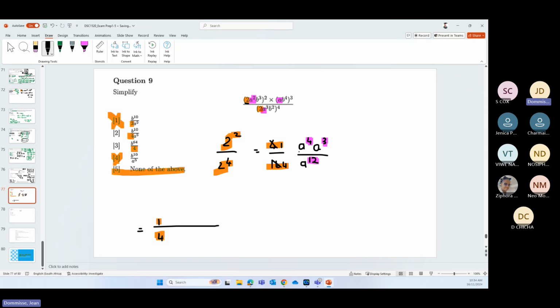Okay, so at the top I have a^7, at the bottom a^12, so 12 minus 7, so I've got 5 more at the bottom. So for now I am going to write it at the bottom. So let's see any of these answers.